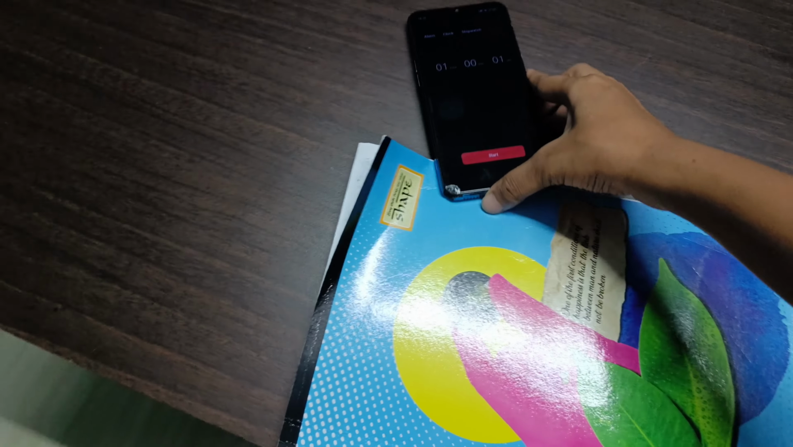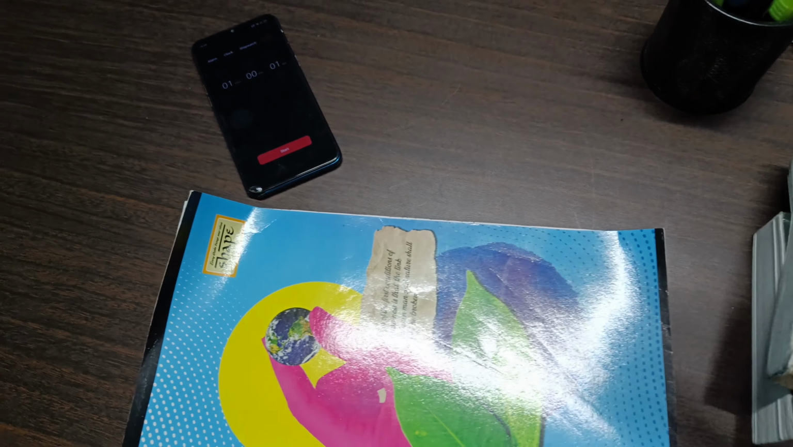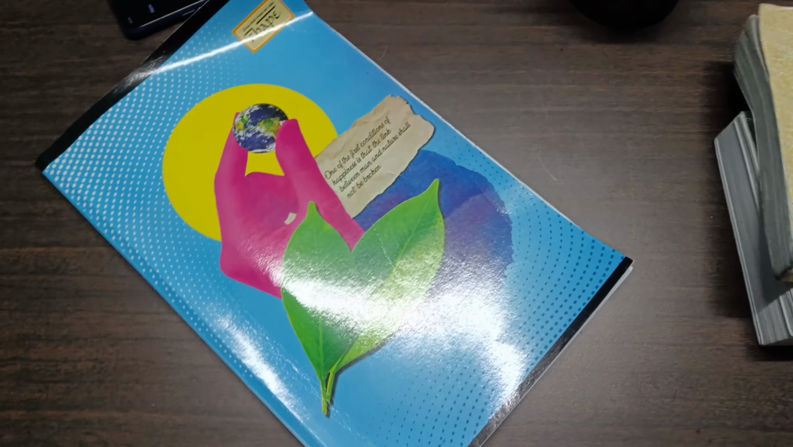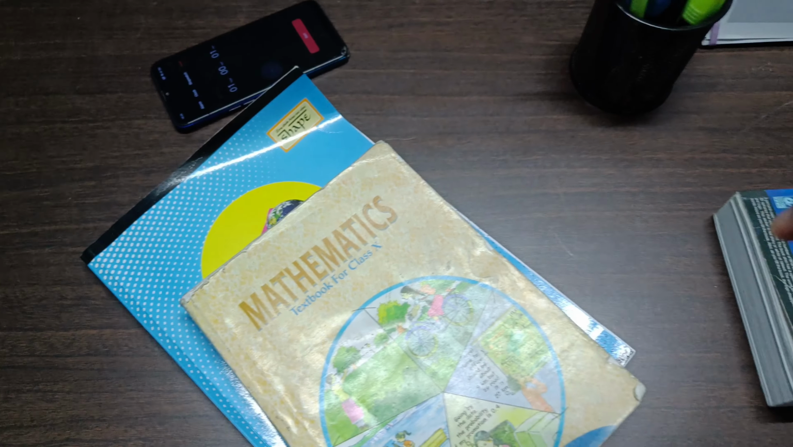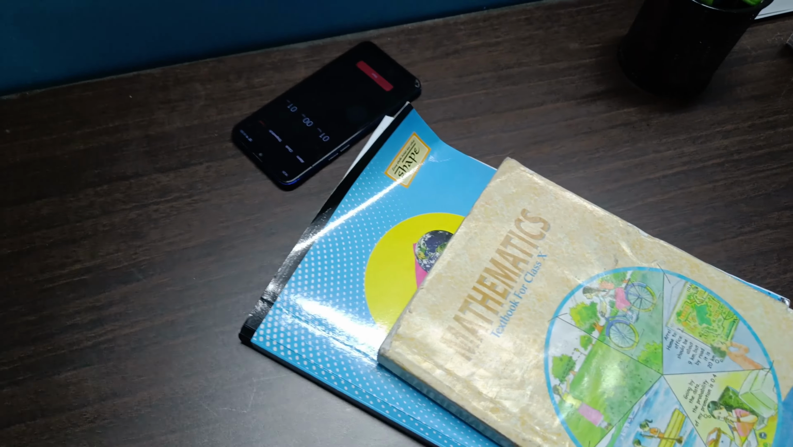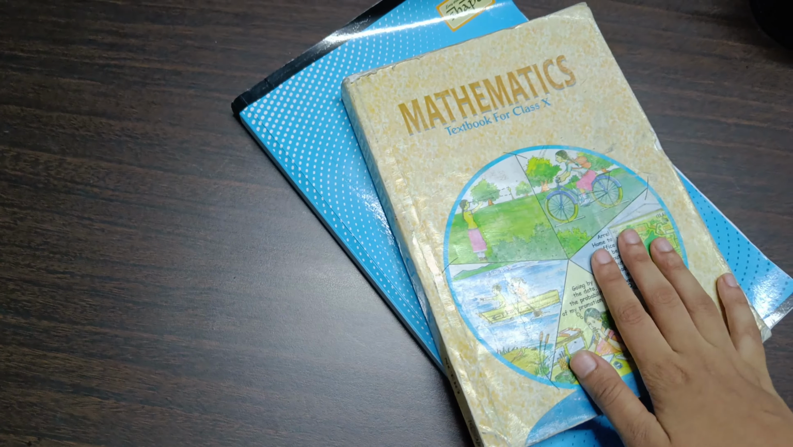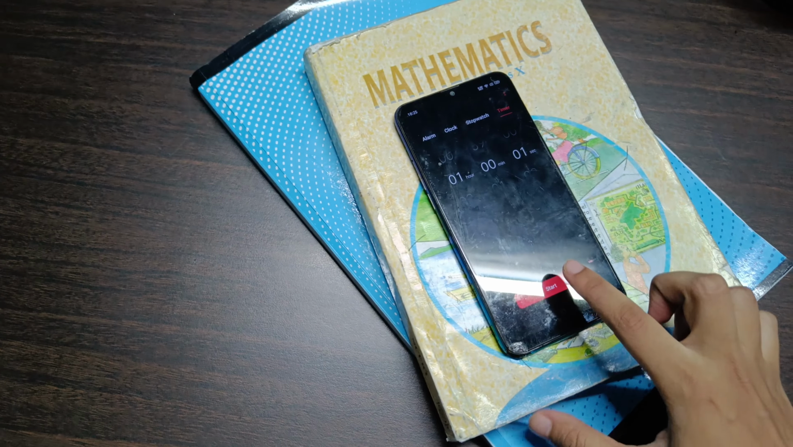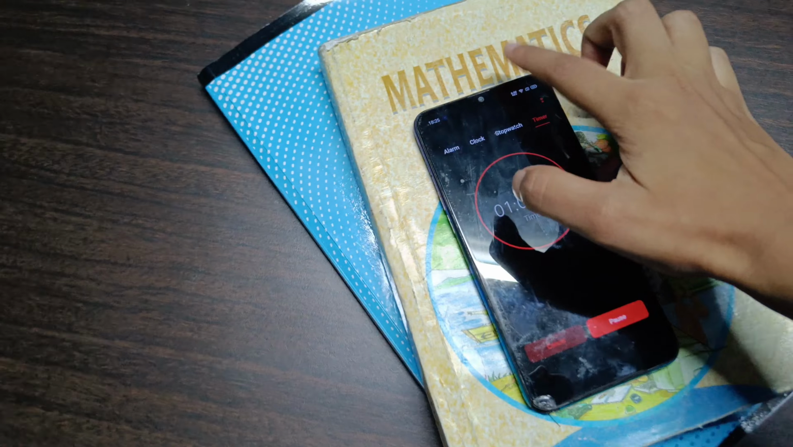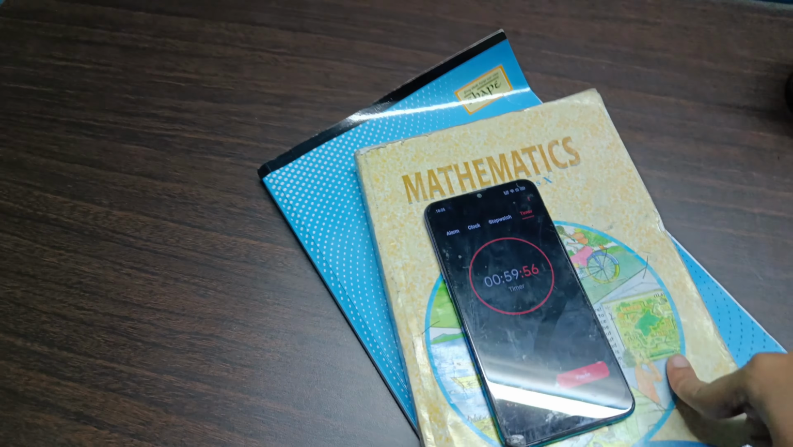So let me first just talk about my plan basically. I'll start off with doing the NCERT in the first session of maths, and then in the next session I'll move on with the book of R.S. Agarwal. So yeah, let's start off and put on this timer, and this timer will end at 7:25. So yeah, let's start.